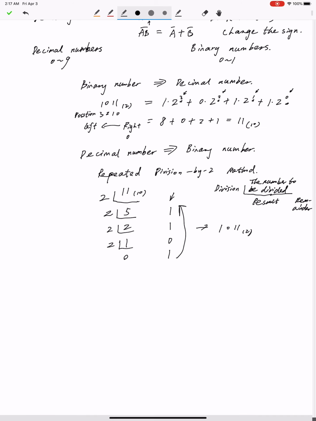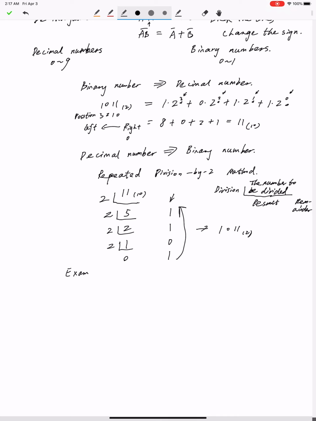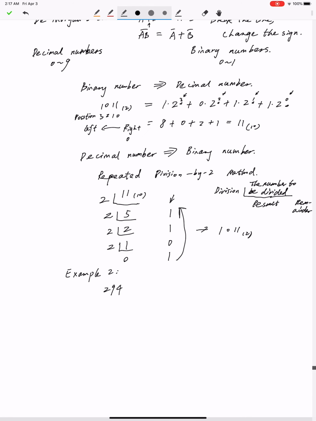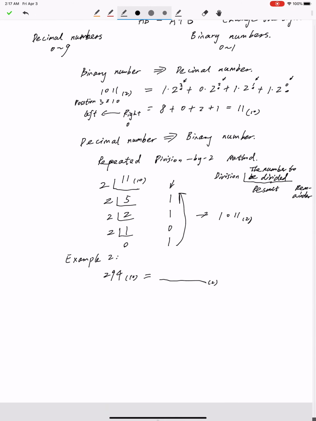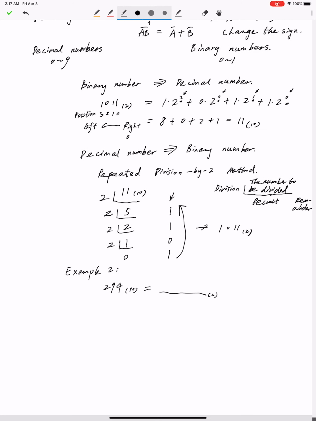At the beginning of today's class, I want to show you one more example of converting a decimal number to a binary number. Example 2. Here let's consider a more complex situation. Let's say we have a 3 digit decimal number, 294, and we want to find its binary representation. The method is the same as we introduced before. We can also use the repeated division by 2 method.